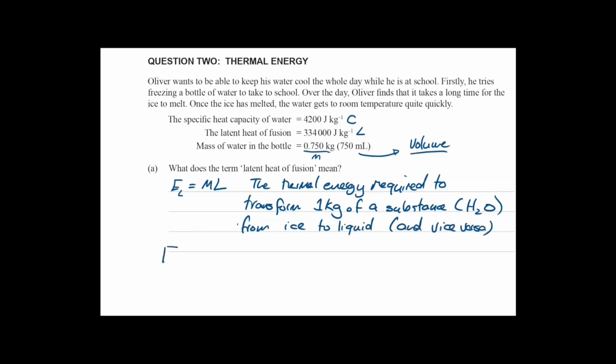If we have a 1 kilogram block of ice, we need to put this huge number of joules into it to transform it into water. And conversely, if we have 1 kilogram of liquid water, we need to take this amount of energy off to transform it into ice. It won't just do it all by itself.